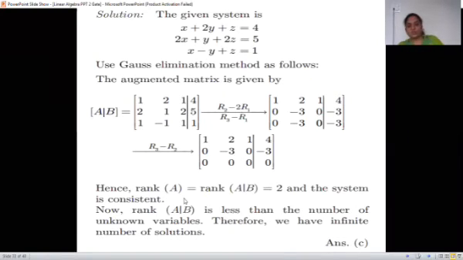Then next, rank is 2. And the number of variables are x, y, z, that is 3. Rank is less than the number of variables. And if rank is less than the number of variables, we say that the system has an infinite number of solutions. And if your rank will be 3, then 3 is equal to the number of variables 3, then unique solution. Okay, good.